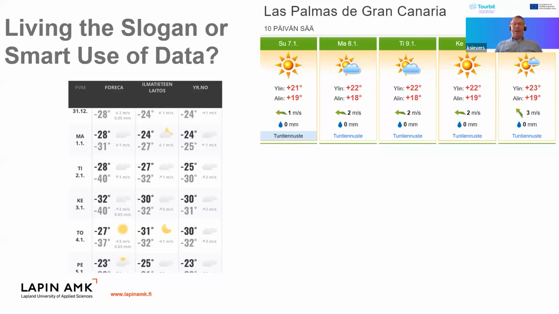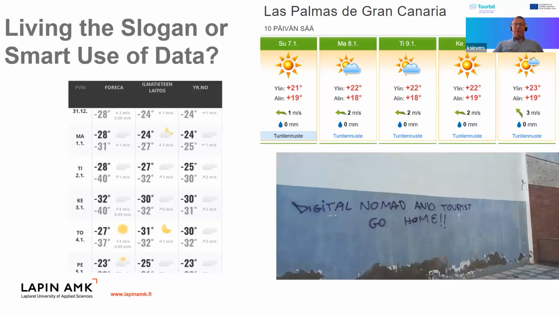Currently I'm located actually in Gran Canaria. I've had the opportunity to spend the Christmas time and a bit longer period here. As an example of using data, my colleagues in Rovaniemi have been having extremely cold weather, but here we have been enjoying a much nicer environment. So it's a good opportunity to participate in these global and European contexts from various locations.